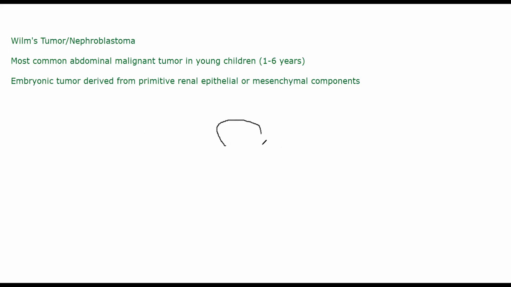Okay, so let's suppose this is the tumor. This is the kidney. This tumor is mostly spherical, and it will cover almost the whole of the kidney, and it will occur solitary, a single big tumor, mostly unilateral.